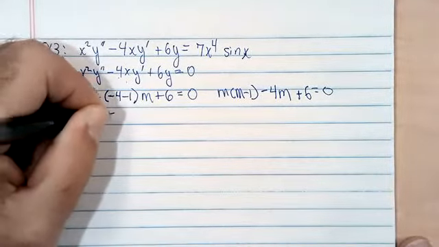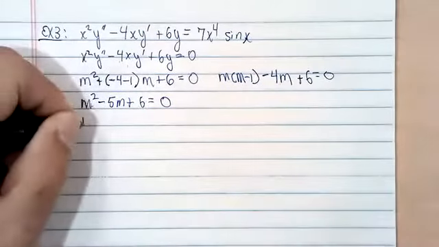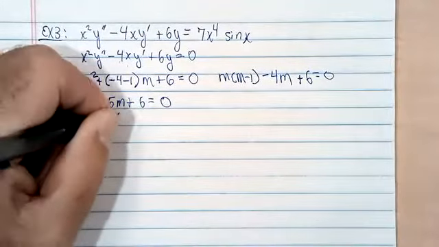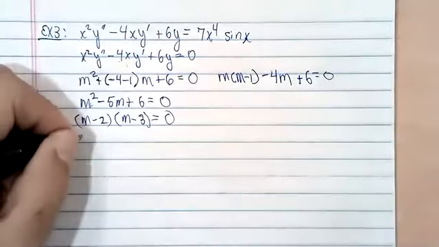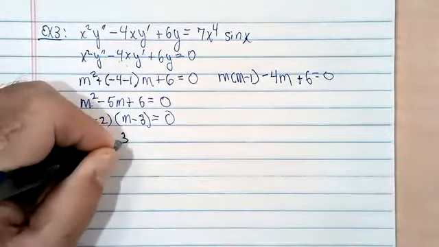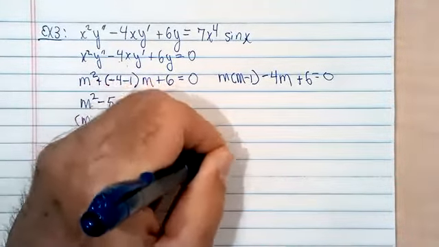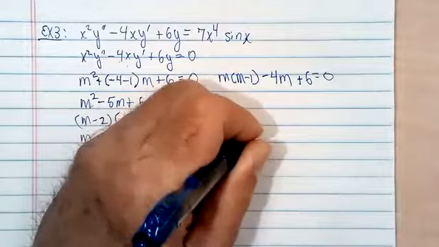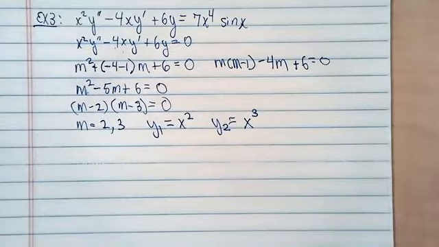Okay, now m squared minus 5m plus 6 equals 0. That does factor. m minus 2, m minus 3. So far, so good. So m equals 2 and 3. And that means y1 equals, say, x squared, and y2 equals x cubed. These are two solutions to the homogeneous equation. And honestly, after some of the stuff we've looked at already tonight, just plain old powers of x, oh, thank goodness, what a relief.